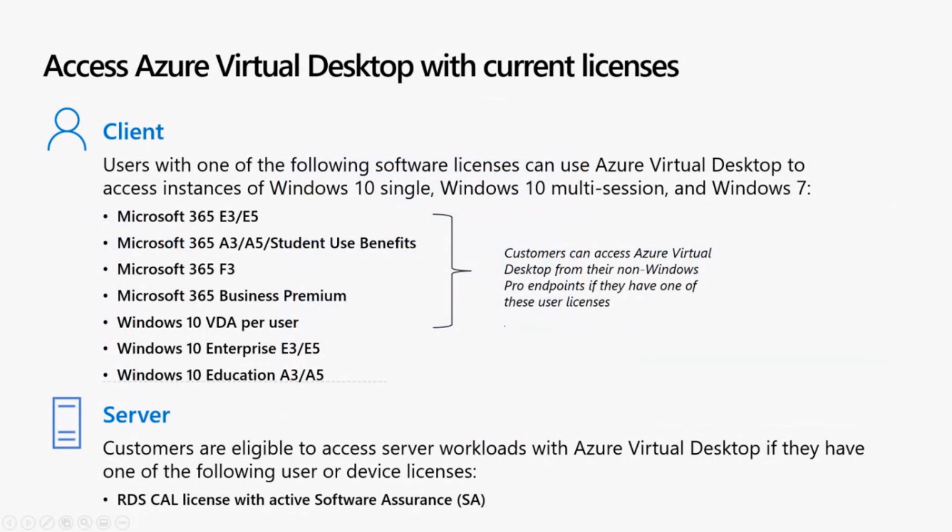Moving on, almost all customers are already using Microsoft 365 services, and if you are one of them, then you are eligible to use Azure Virtual Desktop as a part of your existing license management. So in case you already have a license, you just get started with AVD. This is what I'm trying to say here. But that being said, you need an RDS CAL license with active Software Assurance in case you want to run Windows Server workloads on AVD.